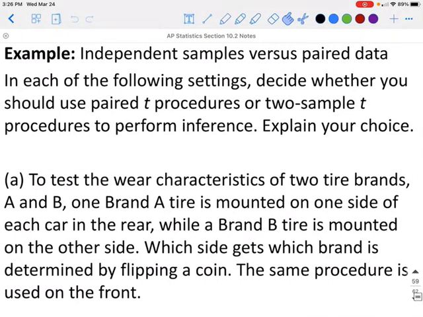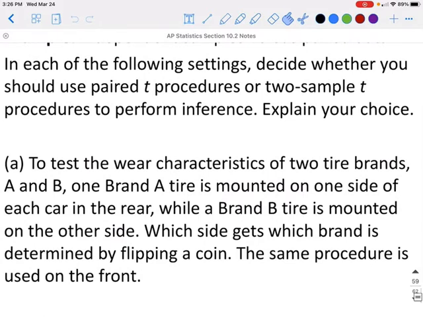In each of the following settings, decide whether you should use a paired T procedure or two-sample T procedures to perform inference, and explain your choice. To test the wear characteristics of two tire brands, A and B, one brand A tire is mounted on one side of each car in the rear, while a brand B tire is mounted on the other side. Which side gets which brand is determined by flipping a coin. The same procedure is used on the front.